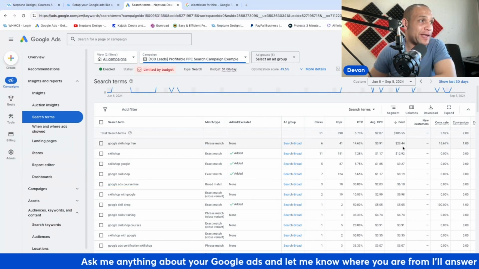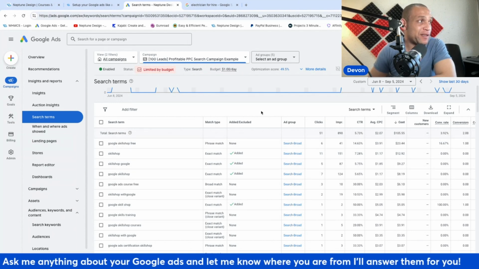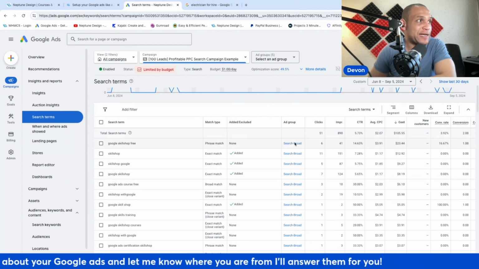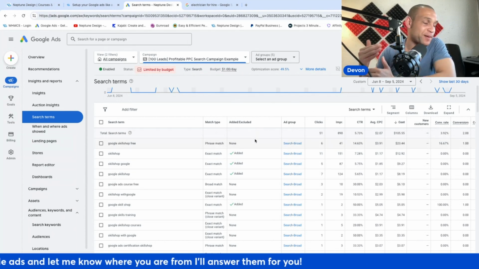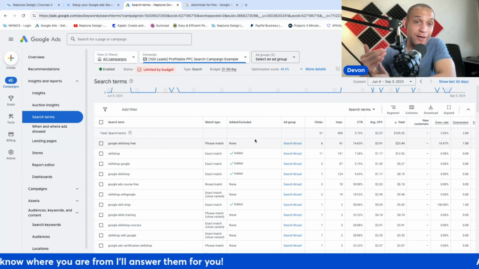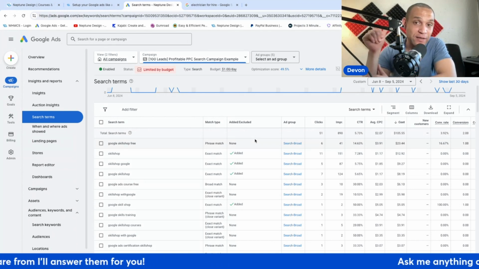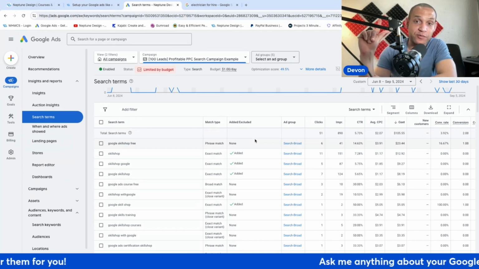And I'm going to look over here. Now, just by doing those two things, I'm already seeing, am I showing up in front of the right person? Am I not showing up in front of the right person? Okay. So that's step one, click-through rate. Step two, search terms report.